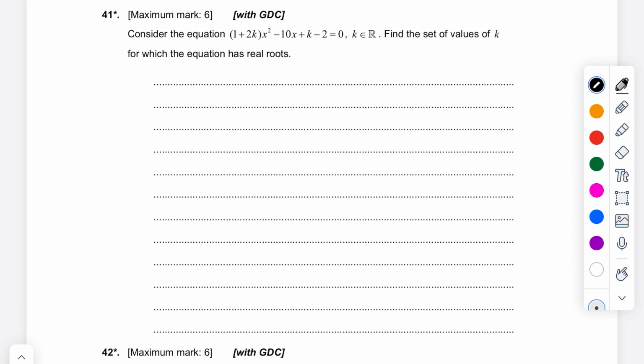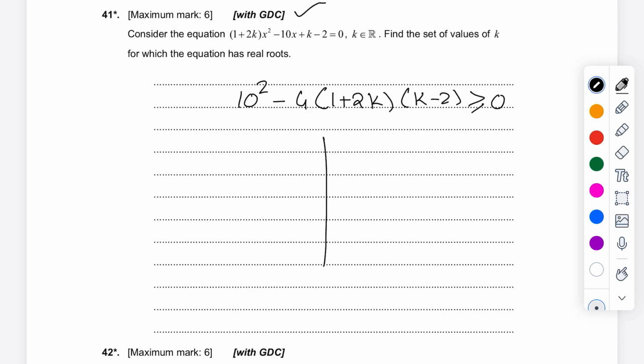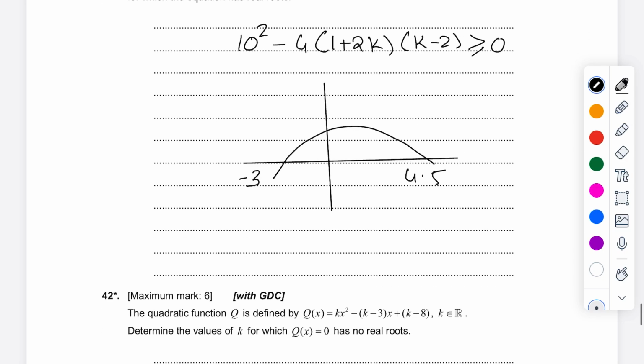Question number 41. Find the set of values of k for which the equation has real roots. So real roots again, b square minus 4ac should be greater than or equal to 0. So when you factorize it out or when you use the GDC to draw the graph for this one, you will be approximately getting the graph over here like this. This has negative 3 and 4.5. So you can write k lies between negative 3 and 4.5.